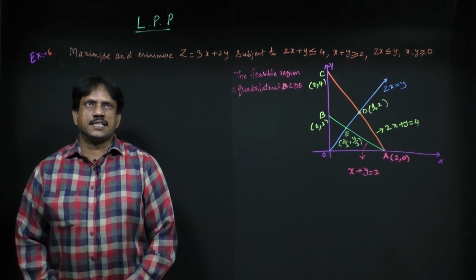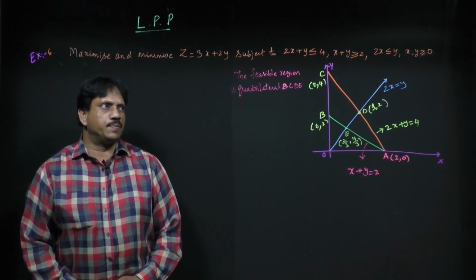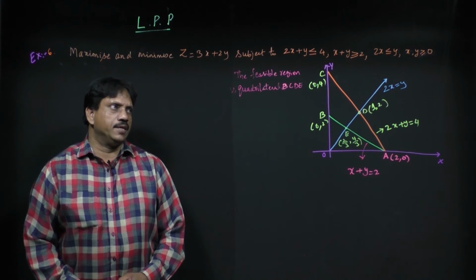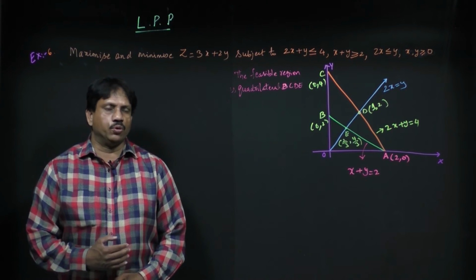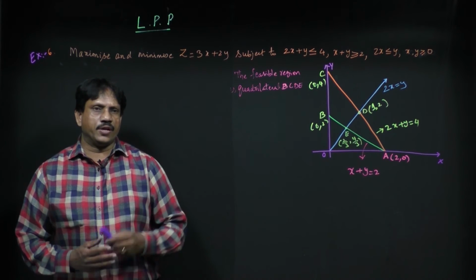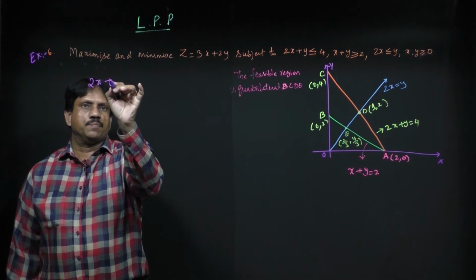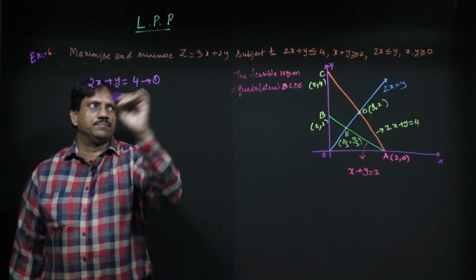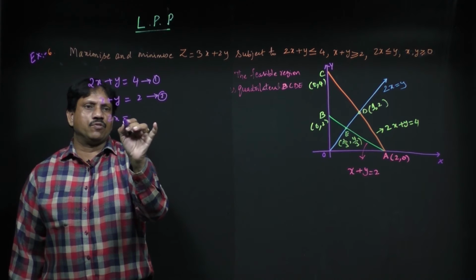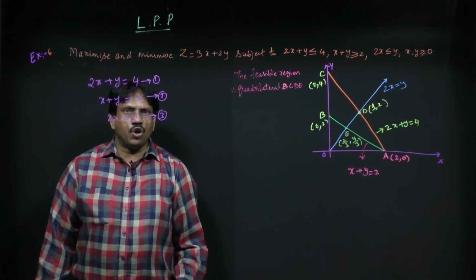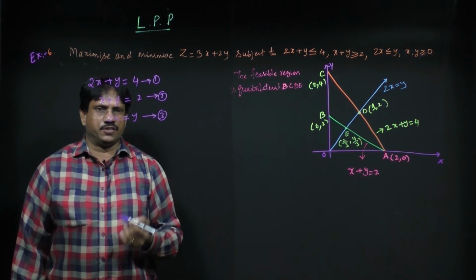Example 6. Maximize and minimize z equal to 3x plus 2y subject to 2x plus y less than or equal to 4, x plus y greater than or equal to 2, 2x less than or equal to y, where x, y both are positive. Students, I already explained how to write this. First you have to write the lines as 2x plus y equal to 4, equation 1, x plus y equal to 2, equation 2, and 2x equal to y, equation 3. Now by solving 1, 2, 1, 3, 2, 3, we get the points of intersection.